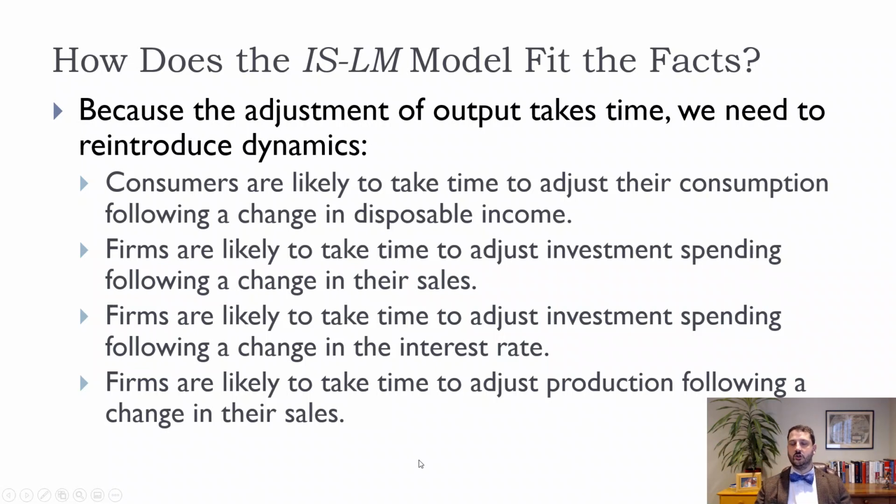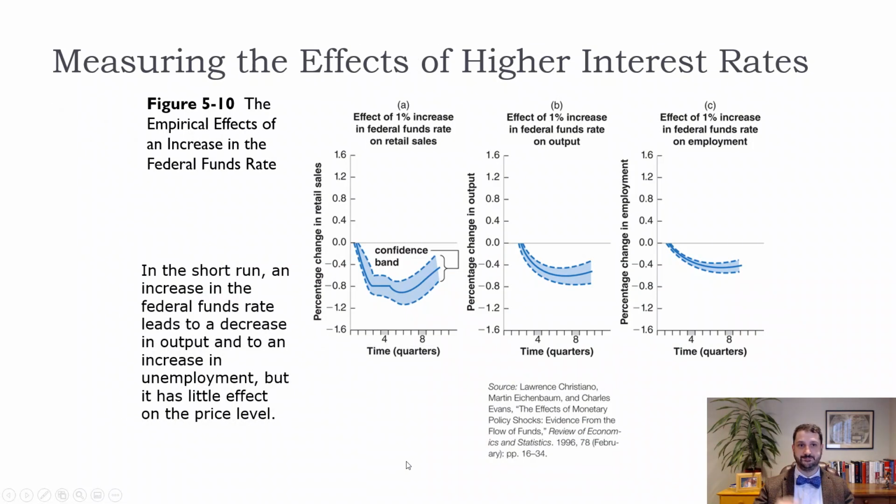And one of the things that we can do is take all of these variables of interest, put them in a fairly sophisticated econometric model called a vector autoregression, and try to see how they're all related to each other over time, and then see what happens when we change one piece, like the interest rate. So this is trying to do that, measuring the effect of a 1% increase in the federal funds rate. What we have is the percentage change in retail sales, percentage change in output, and the percentage change in employment. And the horizontal axis is time in terms of quarters. So 4 is 1 year, 8 is 2 years.